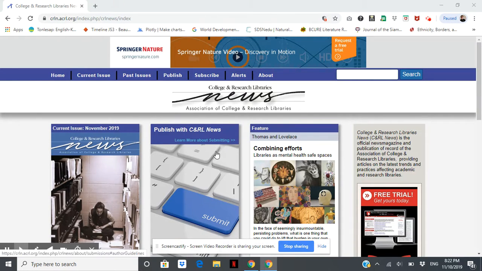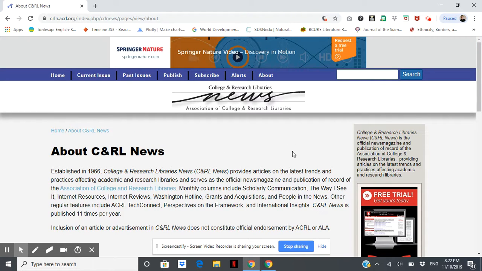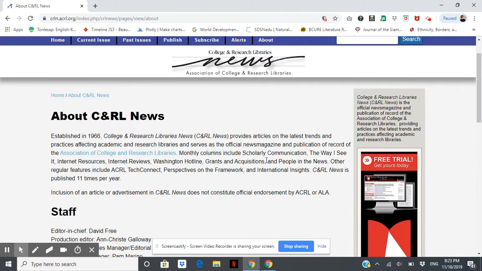My presentation's topic today is College and Research Libraries News. College and Research Libraries News is a website hosted by the Association of College and Research Libraries, a division of the American Library Association, ALA. C&RL News was established in 1966 as a branch of the ACRL, but it has its own independent and separate organizational structures to serve its mission and vision.